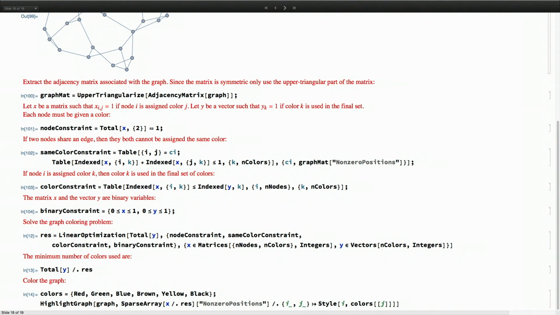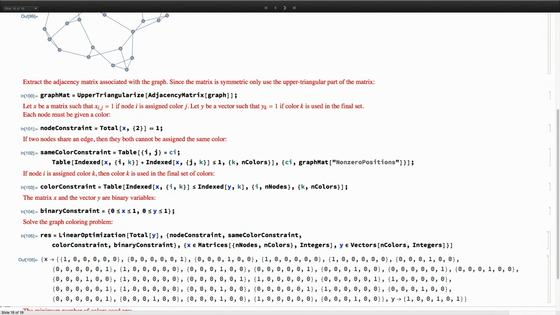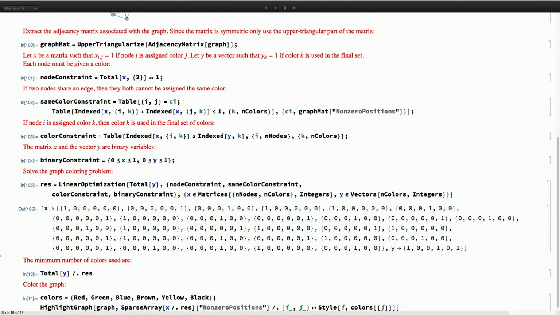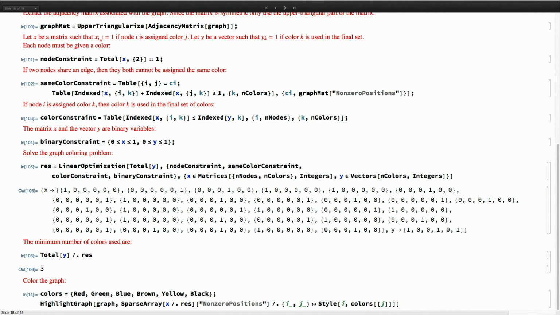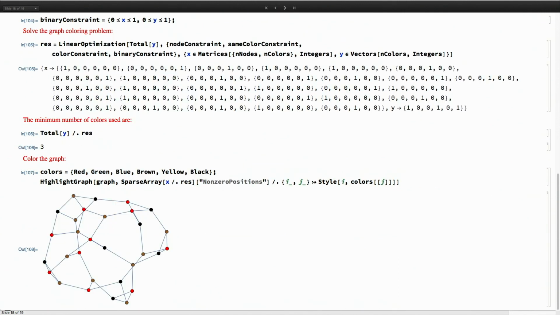And we run the problem. This turns out to be a linear optimization problem. And linear optimization is generally pretty good. And we solve that. Here's the total number of colors, which turns out to be what you need, and there's your result.